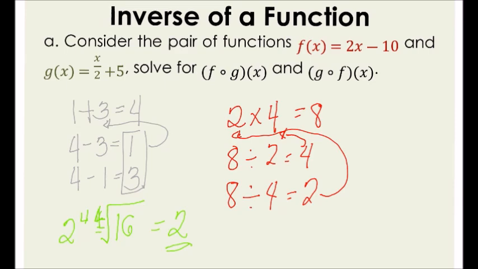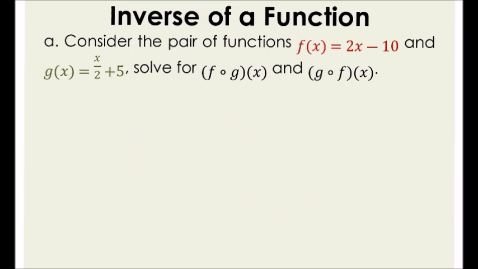So that is how inverse works. Now, one-to-one functions also have their own inverse. Let's take a look at the example that we have here. It says, consider the functions f of x is equal to 2x minus 10 and g of x is equal to x over 2 plus 5. We're going to solve for f of g of x and g of f of x. Let's do f of g of x first.